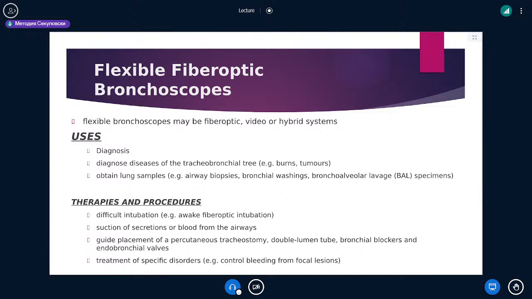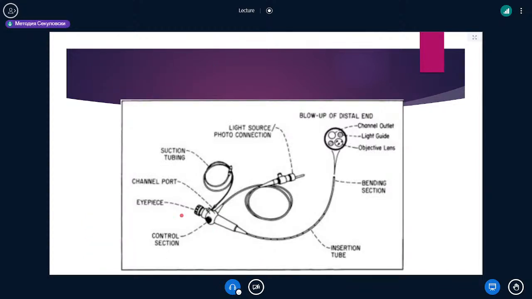First, diagnosis. Another use is diagnosis of disease of the tracheobronchial tree. And for us, the anesthesiologists, it's important for difficult intubation, for example awake bronchial fiber optic intubation, and suction of secretions or blood from the airways. When we make lung transplants in the hospital, it guides placement of the percutaneous tracheostomy, double lumen tube or bronchial blockers, and endotracheal bronchial valves. It is also used for treatment of special disorders in the ICU, intensive care unit, such as bleeding or some special problem. This is the bronchoscope.